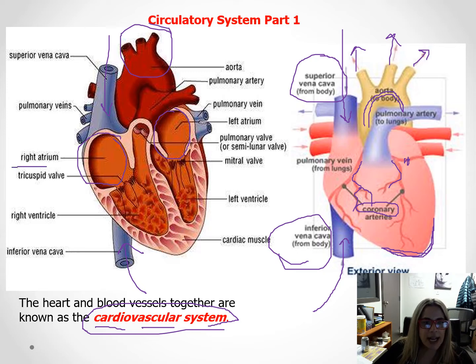So we have the right atrium, and then on the other side, we have the left atrium. Atrium is singular, atria is plural. Notice they have thin walls, and they're quite small.